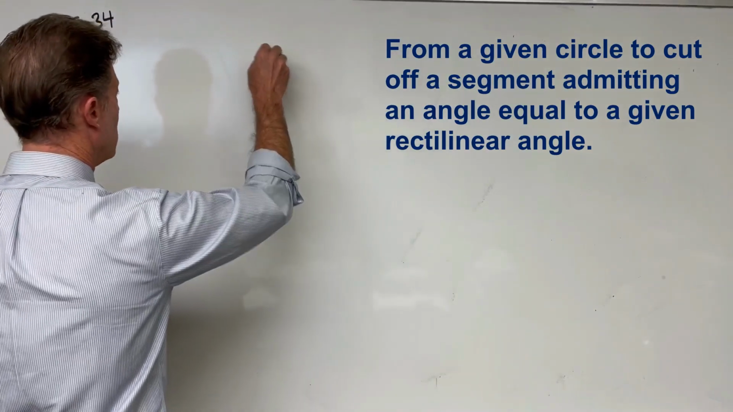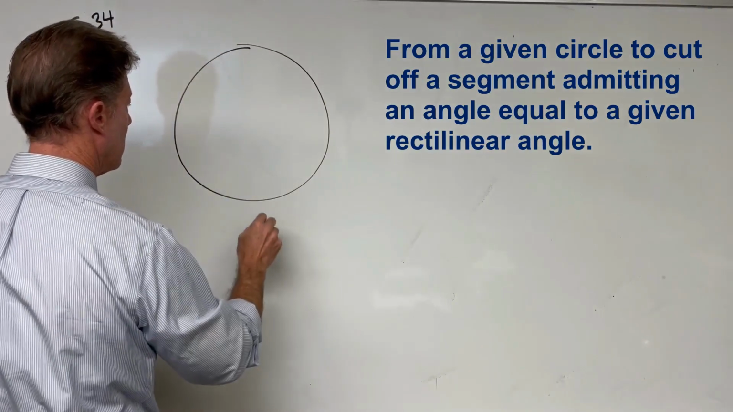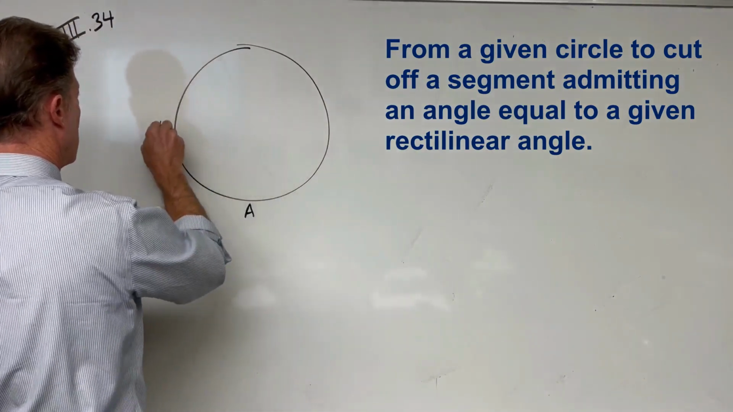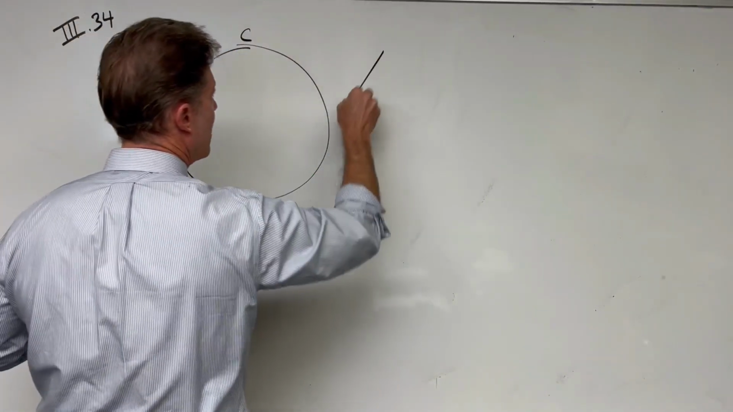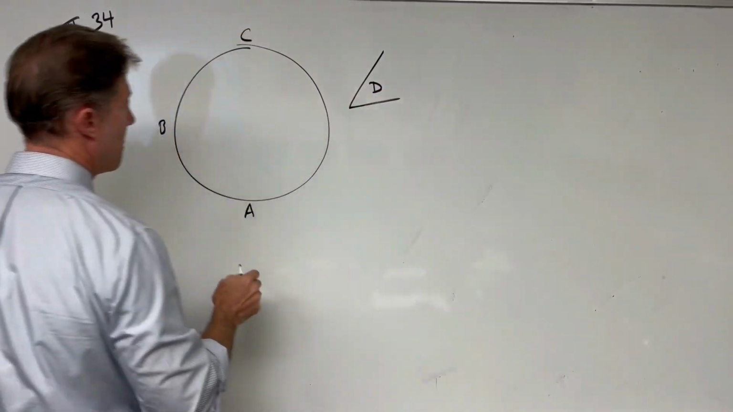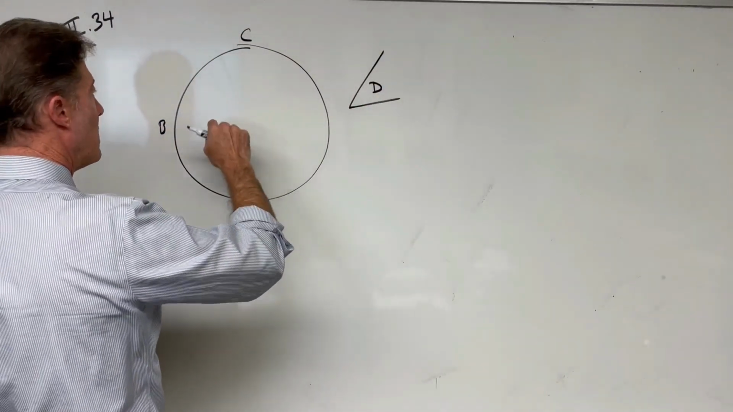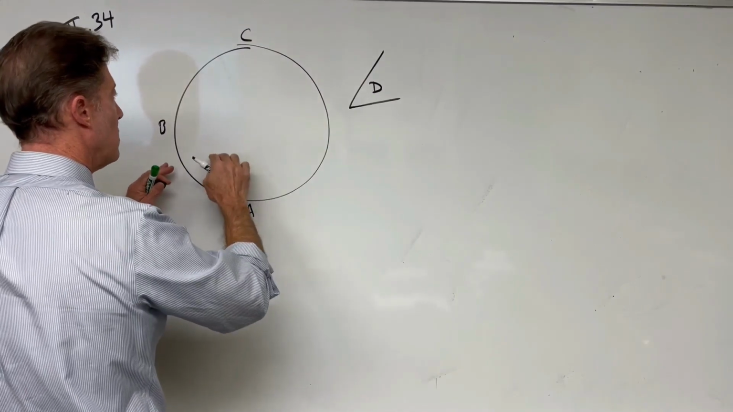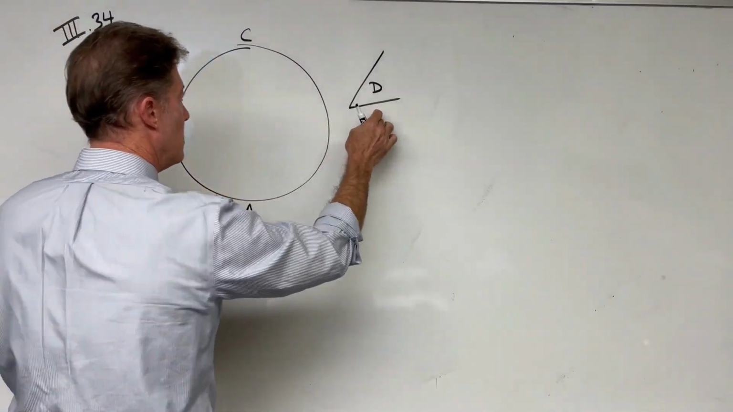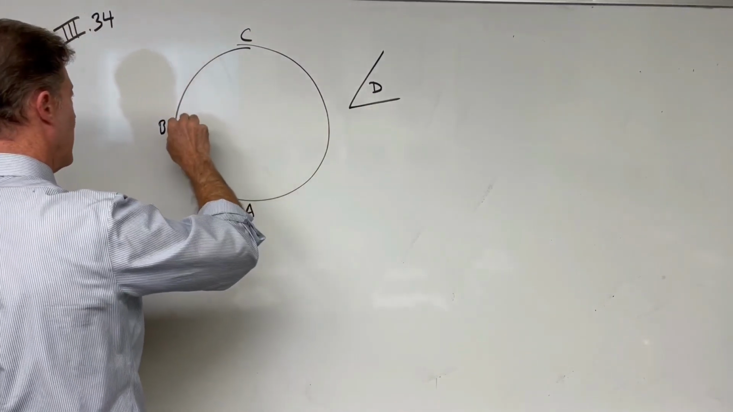So let us have a circle ABC, and let's have a given rectilinear angle D. So we want to create a segment in this circle that admits an angle equal to this given rectilinear angle.